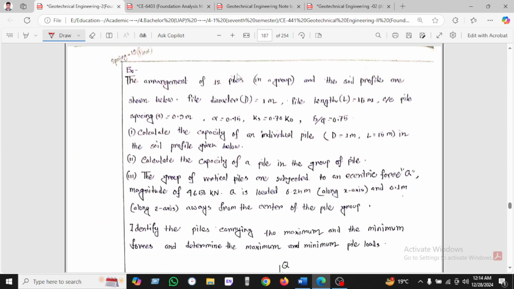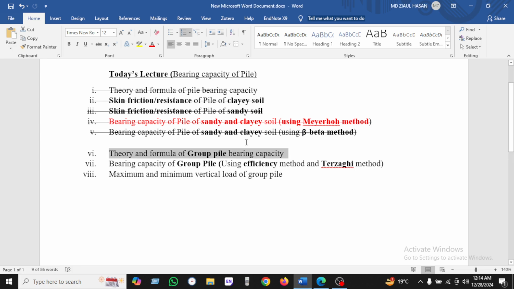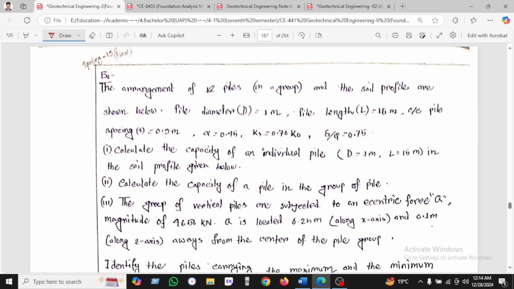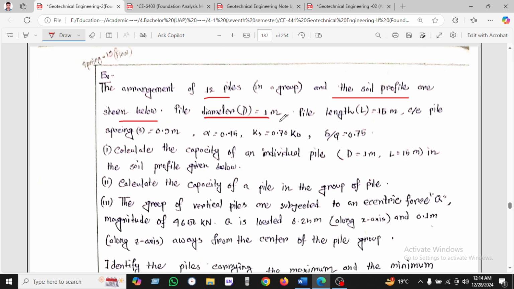Here is an example of group pile. The theory is in that. Now the bearing capacity of group pile using the efficiency and Terzaghi method. We will see this portion. So the arrangement of the 12 piles in a group and the soil profile are shown below. The pile diameter is 1 meter and the length of pile is 15 meter, and center to center spacing 0.9, alpha equal to 0.45, K equal to 0.40, K naught, K sigma phi equal to 0.40. Calculate the capacity of individual pile.